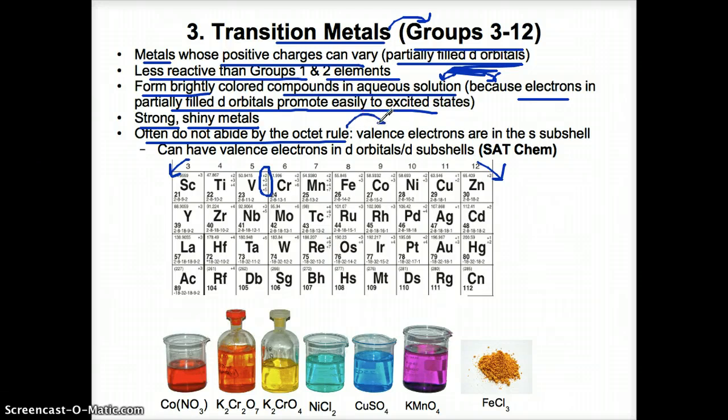As we learned in the last unit, the valence electrons of the D block elements, or the transition metals in group 3 to 12, have valence electrons in the S subshell all the time. However, for the SAT Chem, something you do need to know, this is not always the case, but you do need to know this as happening occasionally for the purposes of the SAT Chem exam, is that the transition metal can have valence electrons in the D orbitals or D subshells. All right, so make sure you know that for the SAT Chem exam.